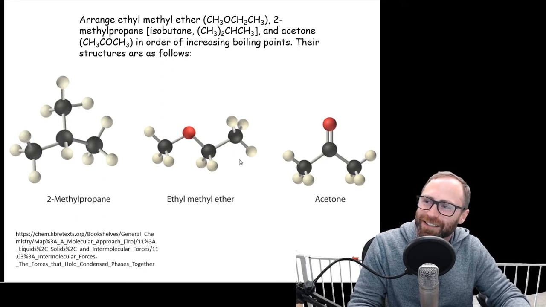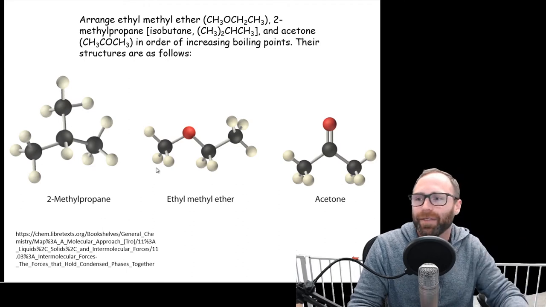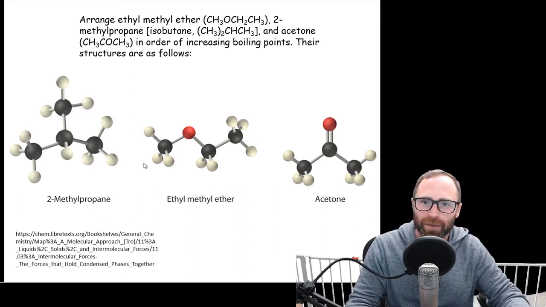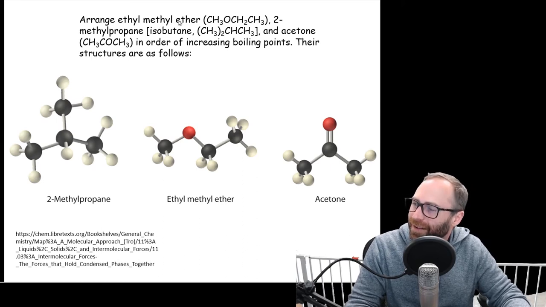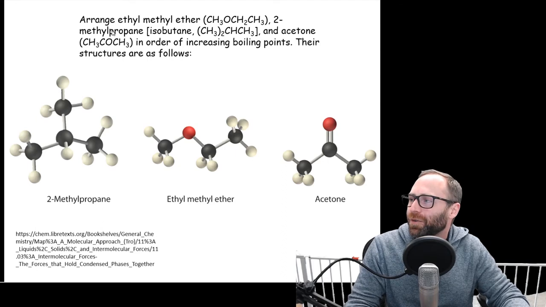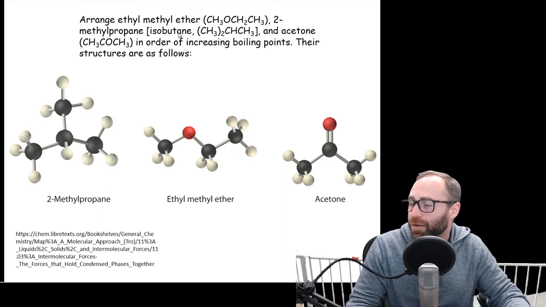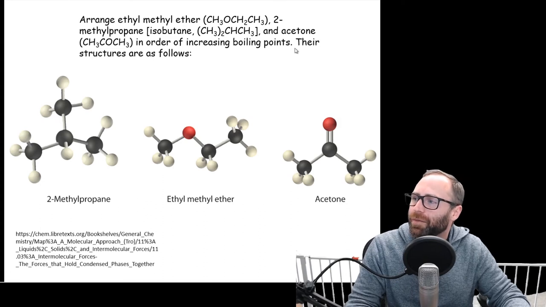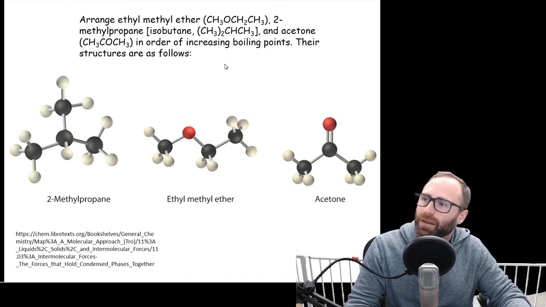Here's a pretty classic question coming from this LibreText website. They are amazing. Can't give them enough plugs. Arrange ethyl methyl ether, 2-methylpropane (isobutane), and acetone in order of increasing boiling points. And here are their structures. Holy cow, right? Where do we even begin?